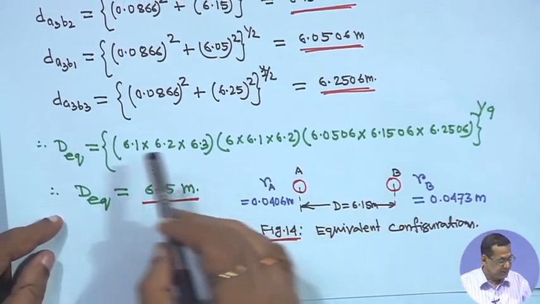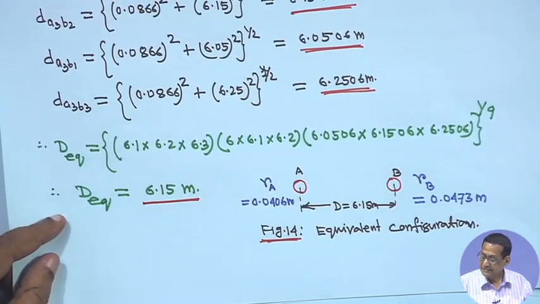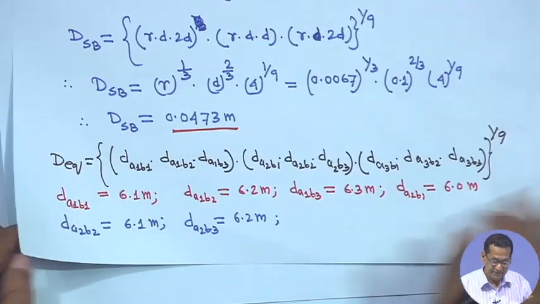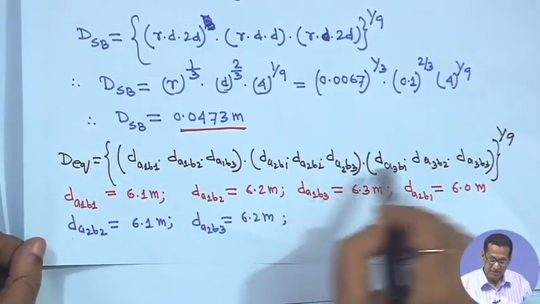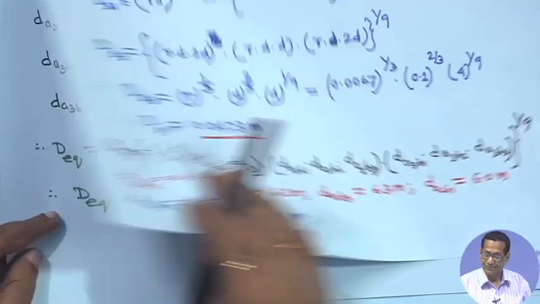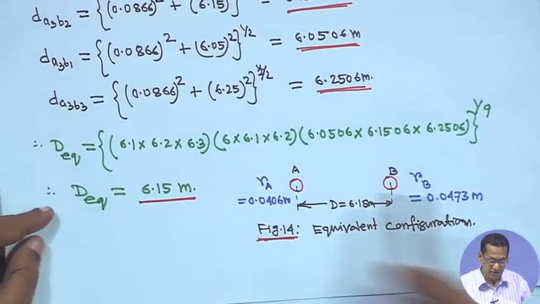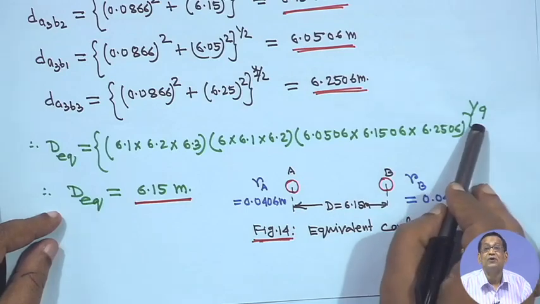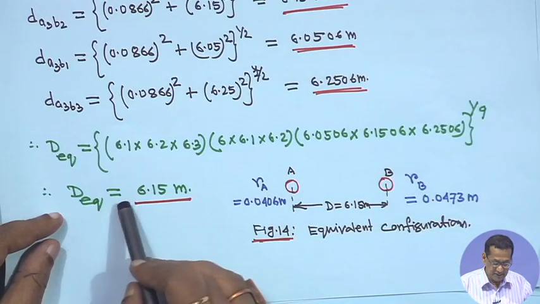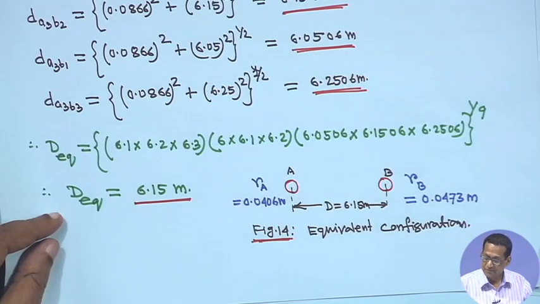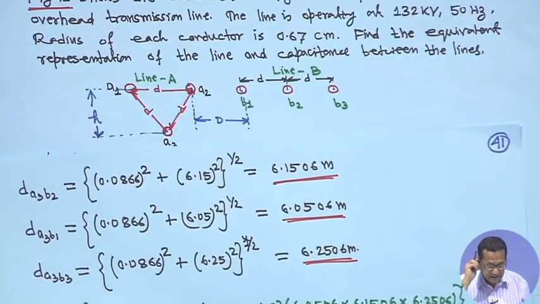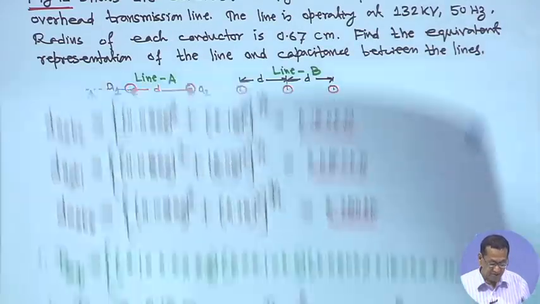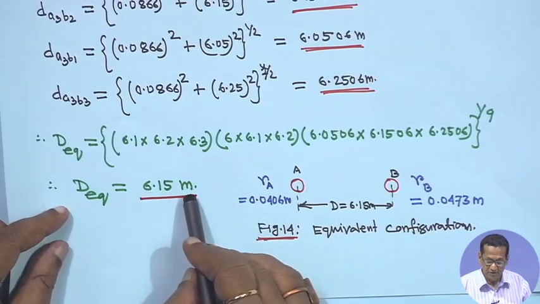Now, in this DEQ expression, you substitute all these distances, all this data. All have been substituted here, to the power 1 by 9. If you calculate, DEQ will become 6.15 meter. So that means it will be 6.15 meter.